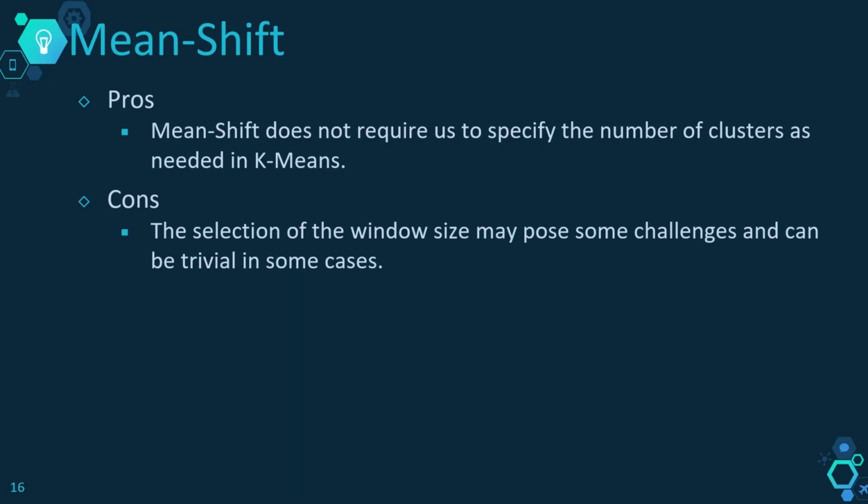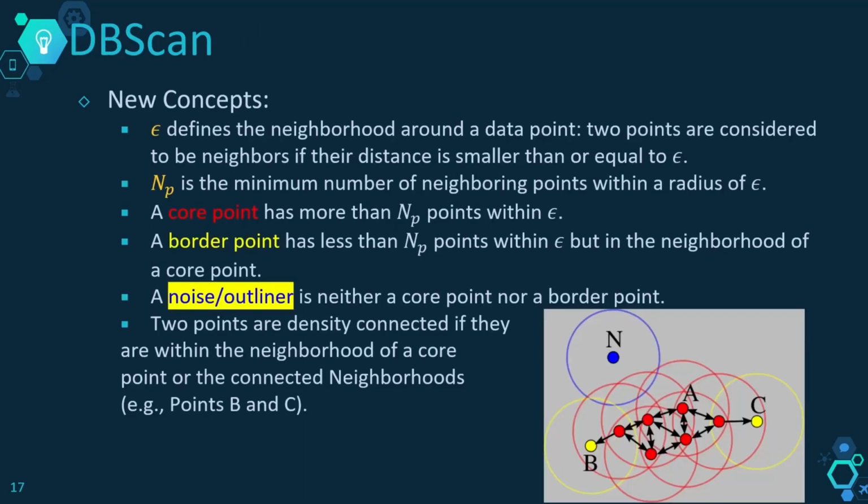A disadvantage is that the selection of the window size may pose some challenges, and it can be tricky in some processes. That's a hyperparameter. If you use a different radius for the windows, obviously you may get different results. And we just finished the first category. The second category is called density-based, and one of the most famous clustering algorithms in this category is DBSCAN. DBSCAN is a little bit hard to understand because it introduces a few more concepts. Here, I just want to quickly go through this and leave you with an impression of what they are.